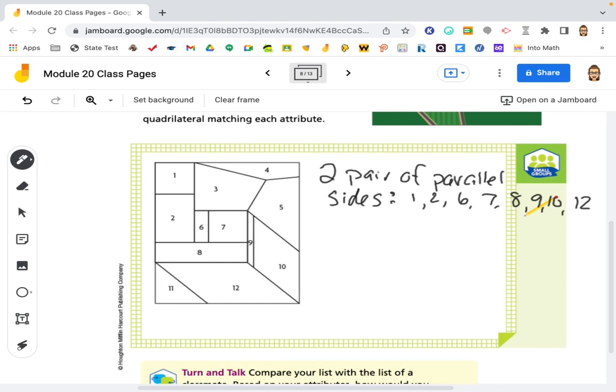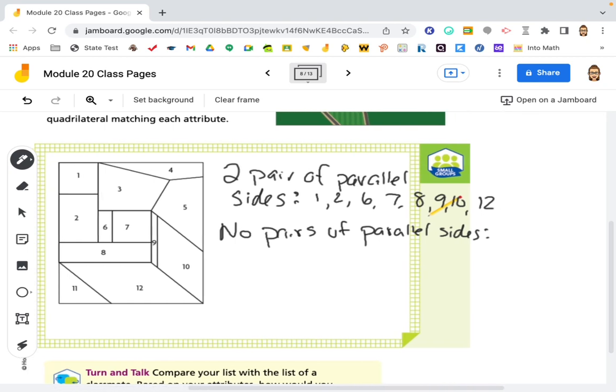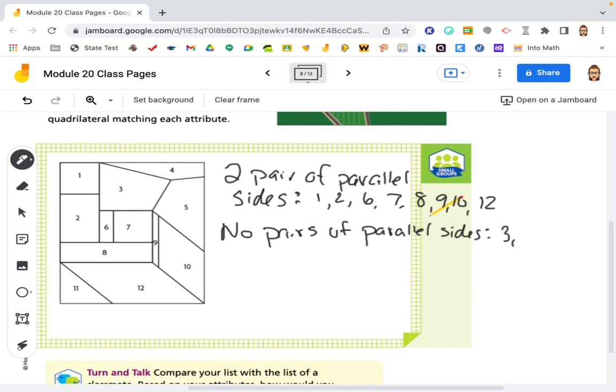Then they could also have no pairs of parallel sides. So that would be 3, 4, and 5. They could have a right angle. That could be 1, 2, 3, 4, 6, 7, and 8.